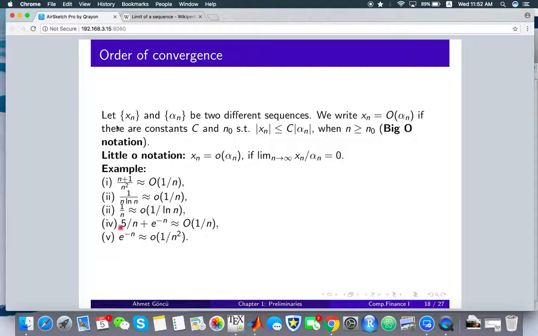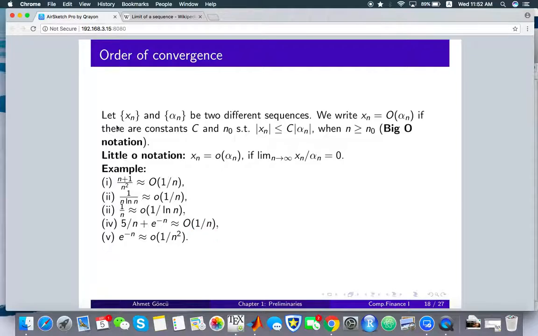Another example: if you have 5 over n plus e to the power minus n, now let's think about big O notation. If this is like the error of our, let's say, numerical scheme, you can notice that e to the power minus n converges quite fast, faster than this term, right? It converges to 0 and becomes much smaller for larger n than this term. So in order to bound this whole expression, we can only use 1 over n, because this term will be converging slower, and we need to make sure we can bound it. So this will be big O of 1 over n.